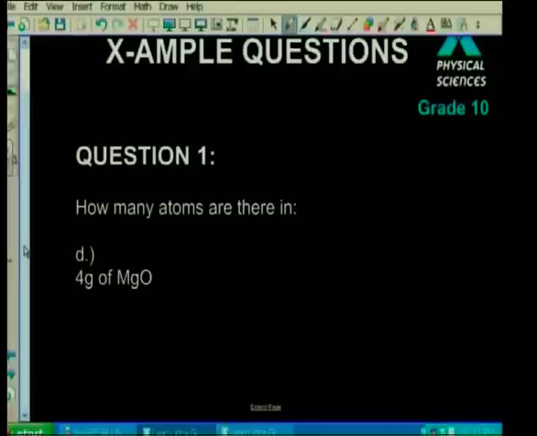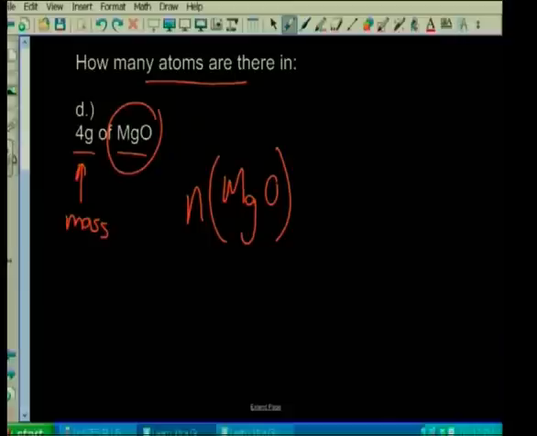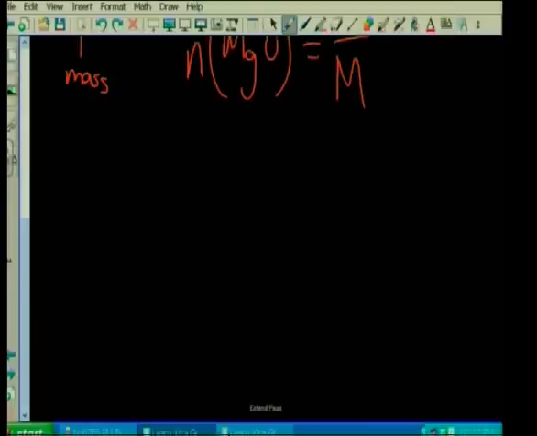Here we go. Question: how many atoms are there in 4 grams of magnesium oxide? Well, the first thing I'm going to do is ask myself, what have I been given? I've been given a mass. If I'm given a mass, I must use the mass ratio. So I'm going to say number of moles, which is what I want to find, and in this case I'm going to be specific: I want to know how many moles of magnesium oxide I've got. Number of moles of magnesium oxide is equal to the mass divided by the molar mass of magnesium oxide. Before I can substitute in, I need to work out the molar mass of magnesium oxide.